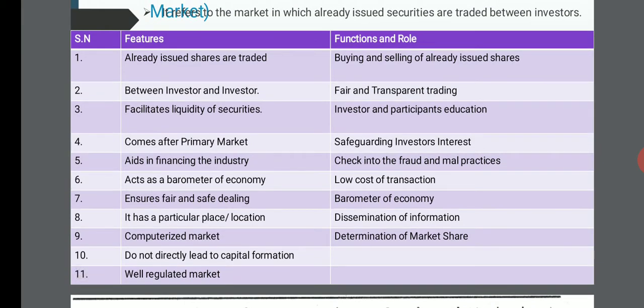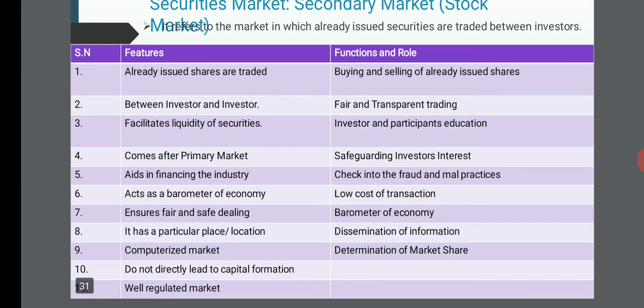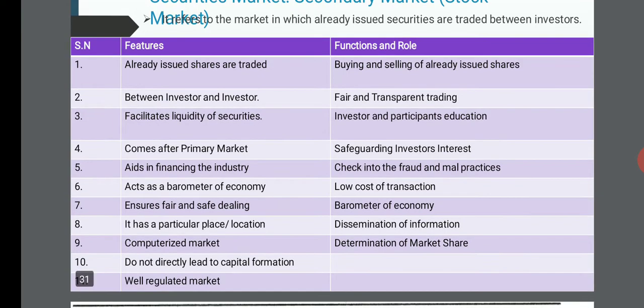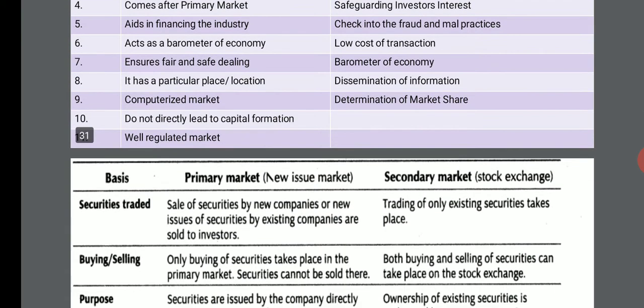Well-regulated market. The functions and roles of the secondary market are buying and selling of already issued securities, fair and transparent trading, investor and participant education, safeguarding investors' interest, checking fraud and malpractices, low cost of transaction, barometer of economy, dissemination of information, determination of market shares.